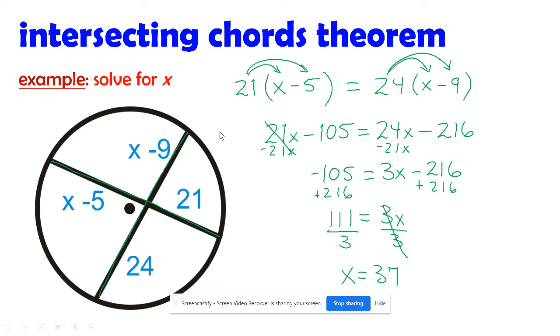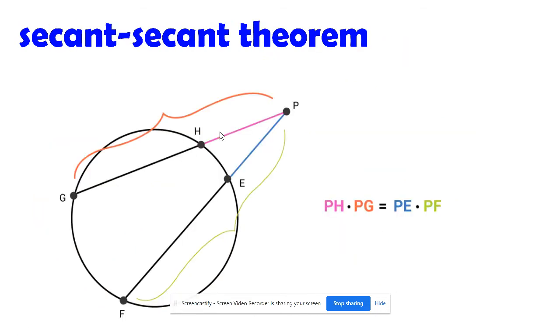All right, the next rule we're going to talk about is the secant-secant theorem. And so here we have two secants, and these secants are line segments, and they both cross through the circle and then meet at a point on the outside of the circle. And again, we've got basically 4 parts, 4 line segments that we're going to look at. And again, I'm going to label them W, X, Y, and Z.